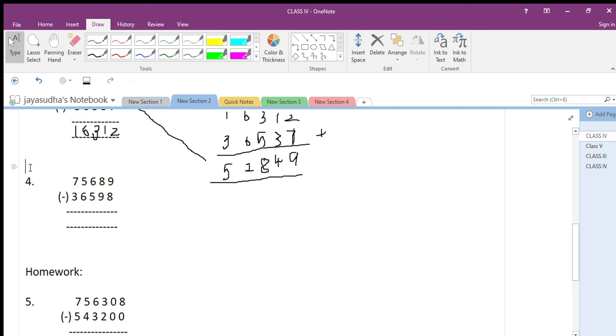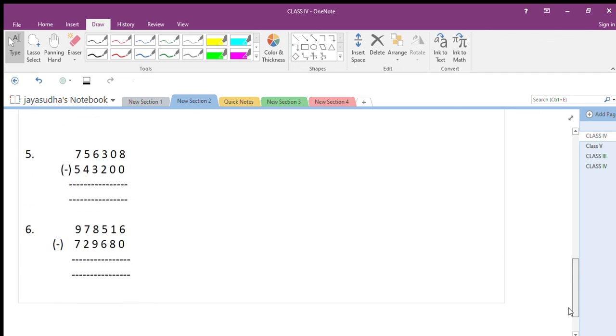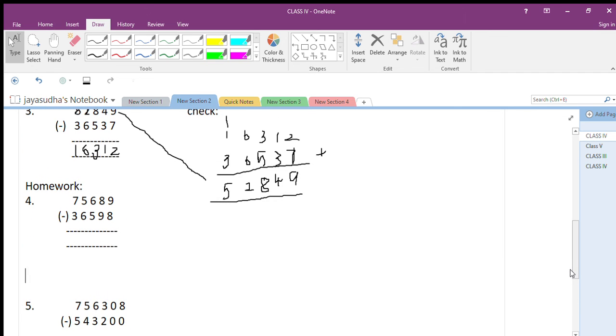Fourth sum, you get as homework. 4, 5 and 6. These three sums are homework now. You do your homework and send it to my number. Okay children, 4, 5, 6. These three numbers are homework.